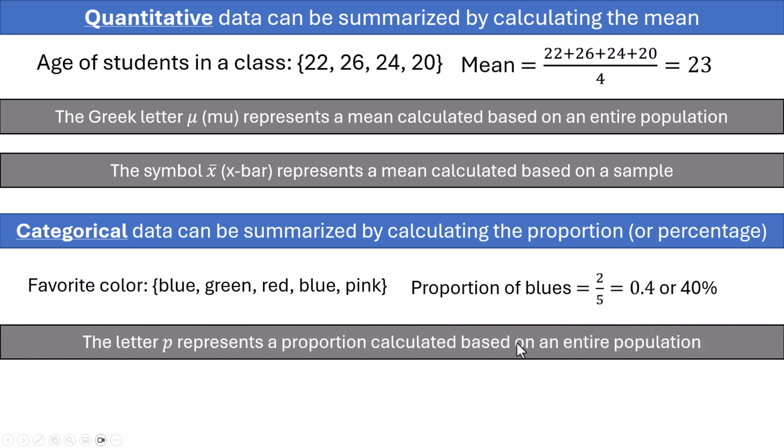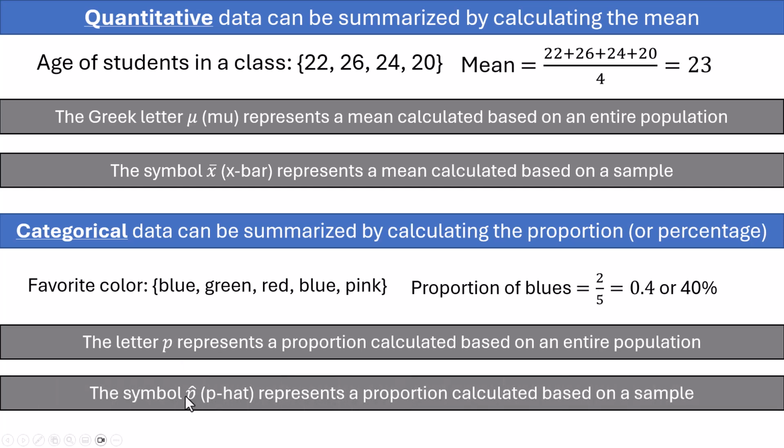Now, if we calculate the proportion based on the entire population, then we're going to use a lowercase letter p to represent that value. So we might say that lowercase p is the population proportion. On the other hand, the symbol p hat, with a little caret symbol on the top, represents the proportion calculated based on a sample. So p hat is the sample proportion and p is the population proportion. So if you do this process, let's say for every single student at Grand Valley, and you find the proportion of blues for all the students, then you should use p to represent that. But if you just had a sample of maybe one class of students, then the proper symbol to represent this value would be p hat.